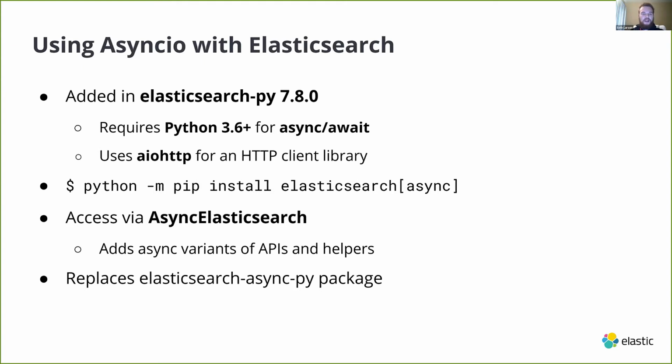And then the new API, the top level API, is called AsyncElasticsearch. And this is exactly the same as the synchronous client. It just adds async variants of all of the APIs and makes it so that you can use it with these new versions of the async helpers.